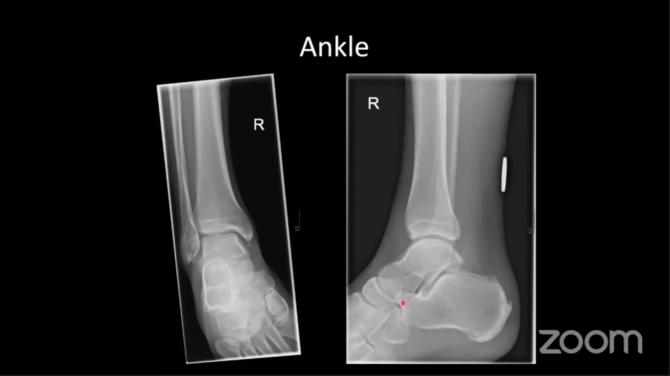So, commonly people fall on their ankle and sort of invert or evert it, and you do an ankle X-ray. But inversion injuries can also cause an avulsion fracture of the base of the fifth metatarsal. So you always need to look here. Even if there isn't a foot X-ray, you need to look at it on the ankle X-ray.